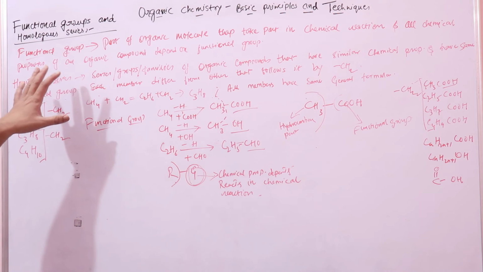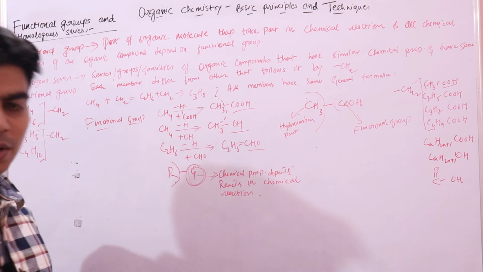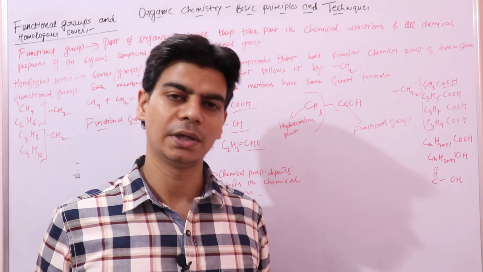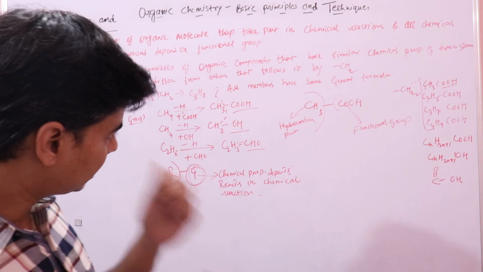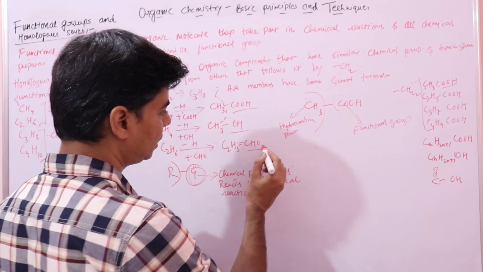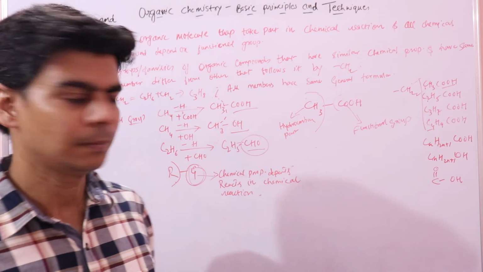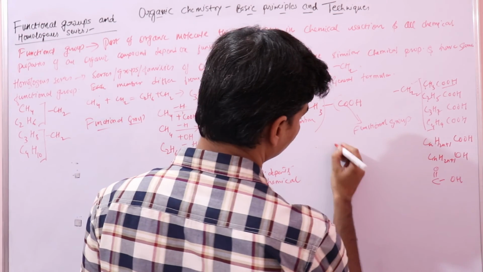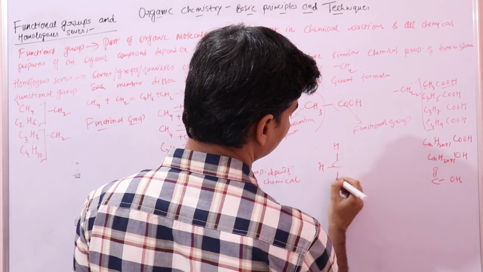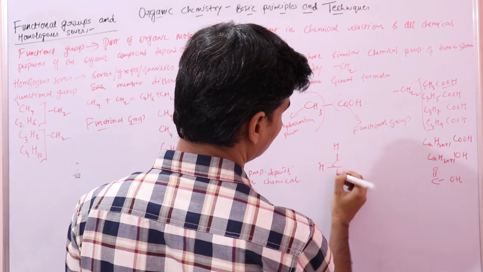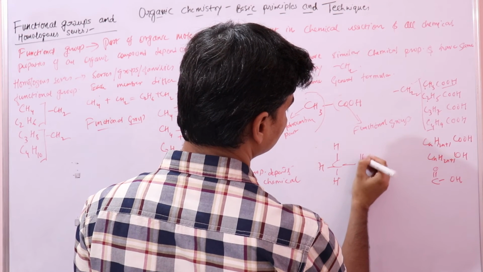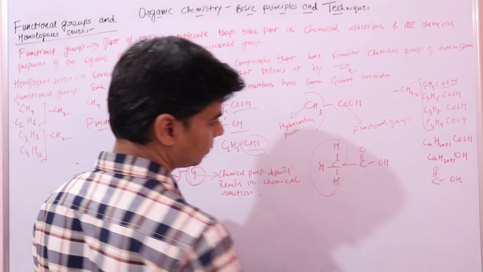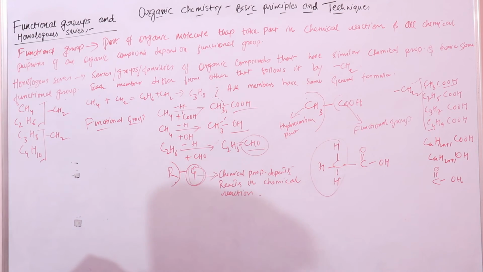How to define a functional group? It is that part of an organic molecule that will decide the chemical properties of any organic compound, and it is this functional group that takes part in chemical reactions. And what about the other group? Why does this group not take part in chemical reactions?